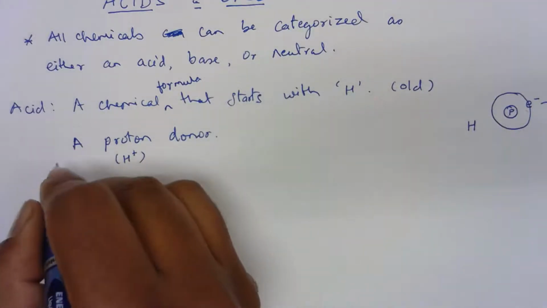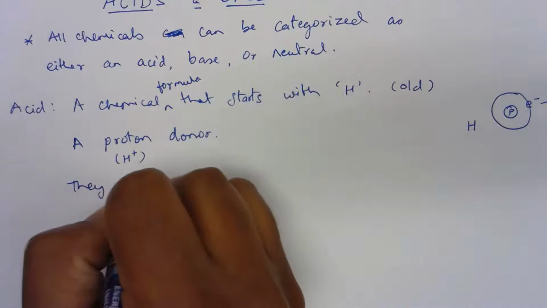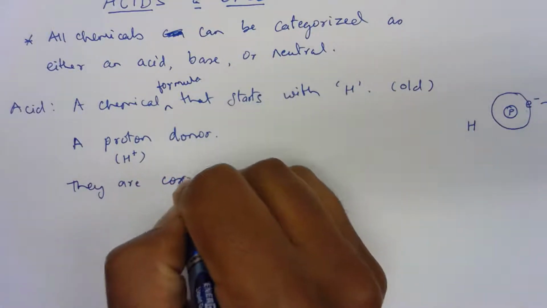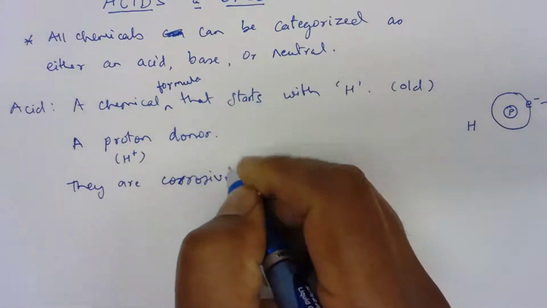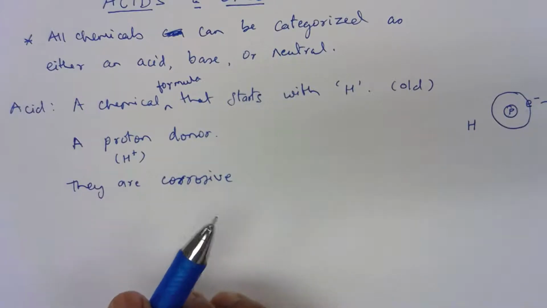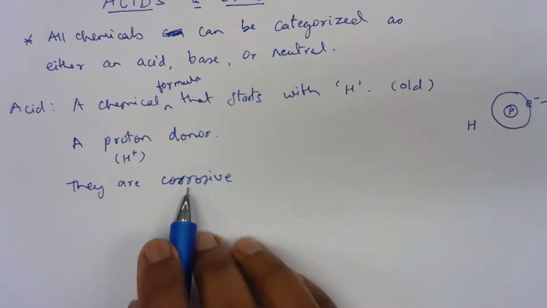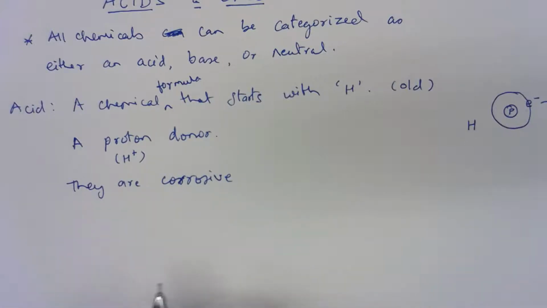And one important property about all acids is that they are corrosive. Do we know what this word means? Okay, the word corrosive means something that can destroy body tissue. Or if it falls on a surface, it will eat away at it.